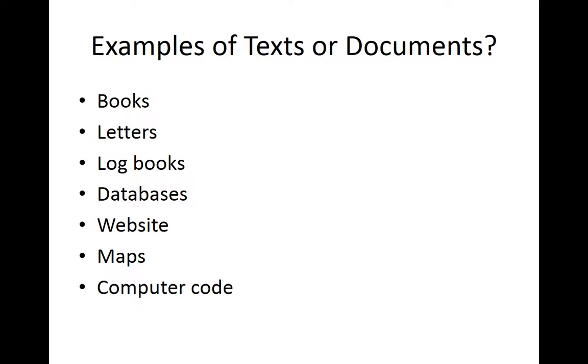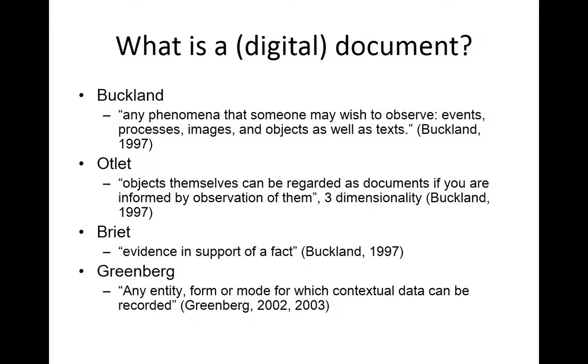Some examples of text or documents: we could think of books, letters, logbooks, databases. Databases being a born digital document or text. Website, again, born digital. Maps, computer code. Anything that we think of as spoken language that is written down, that's what we tend to think of as text. We've got a few different definitions used here. If some of you are literature majors, the idea of what a document is is almost a whole discussion unto itself, and it can get kind of philosophical and pretty far out there.